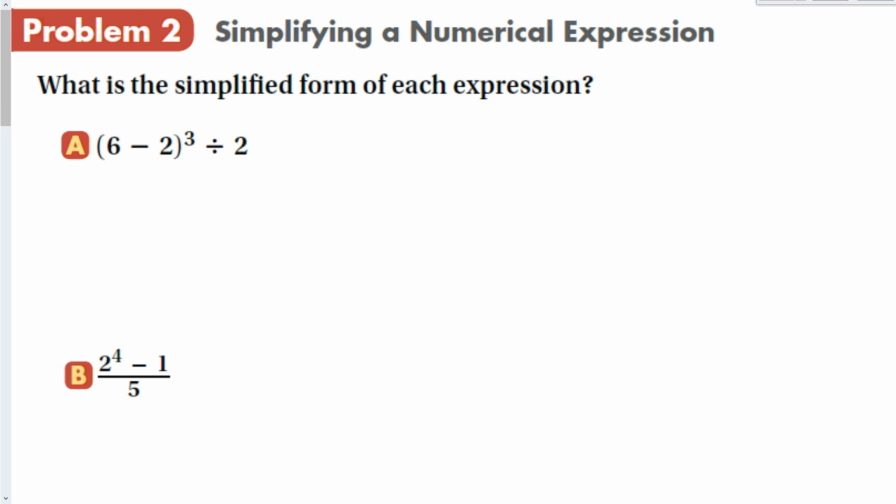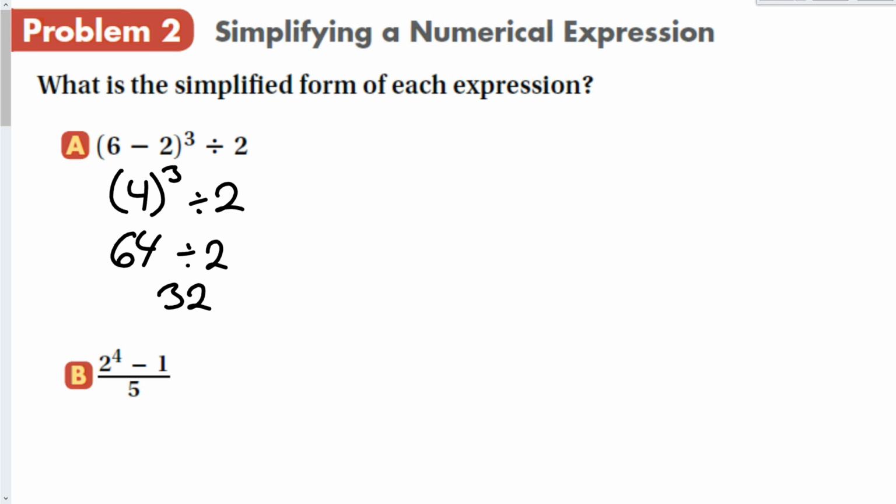So when we look at this problem right here to find the simplified form of this expression, we are first going to find parentheses, then the exponents, then multiplication and division, and then there is no addition and subtraction. So let's do it. So the 6 minus 2 would be 4 to the third divided by 2. Okay, well, 4 times 4 is 16 times 4 more gives me 64 divided by 2, which is going to be 32.